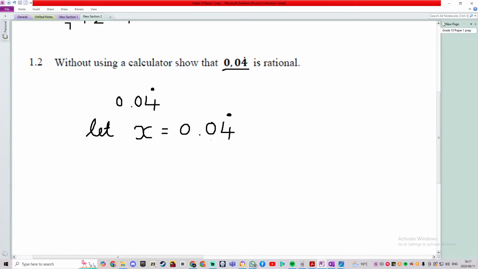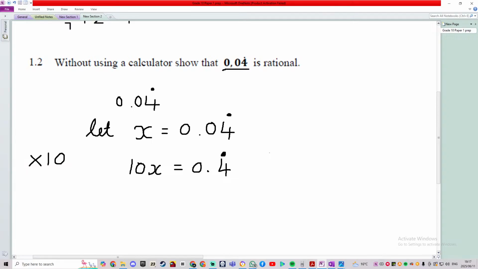So we have a problem here. Our problem is that the 4 recurring is after the 0. So we know two things. We can multiply by 10. Let's start there. Let's multiply by 10. Then we're going to have 10x equal to 0.4 recurring. Do we see that?